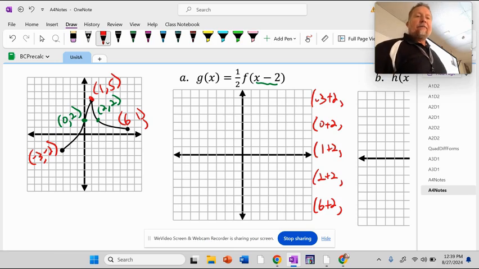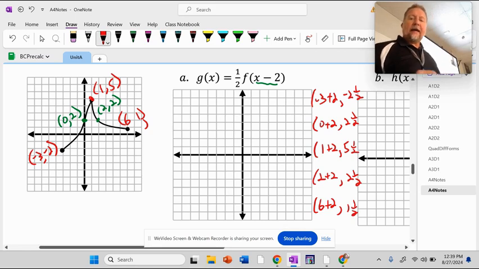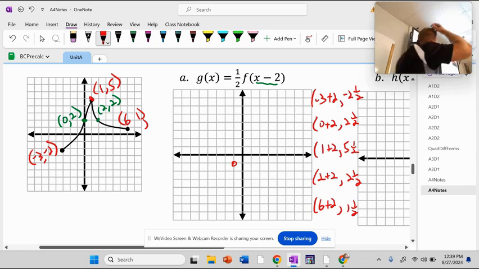Half the y's. So -2, 2, 5, a fraction, 2, and then 1. Be careful that you're in order. Half all of those. That's how you get a vertical shrink. You take the y's and multiply them by half. I have a couple fractions there. So this becomes -1, comma, -1. So -3 plus 2 is -1. Half of -2 is -1.